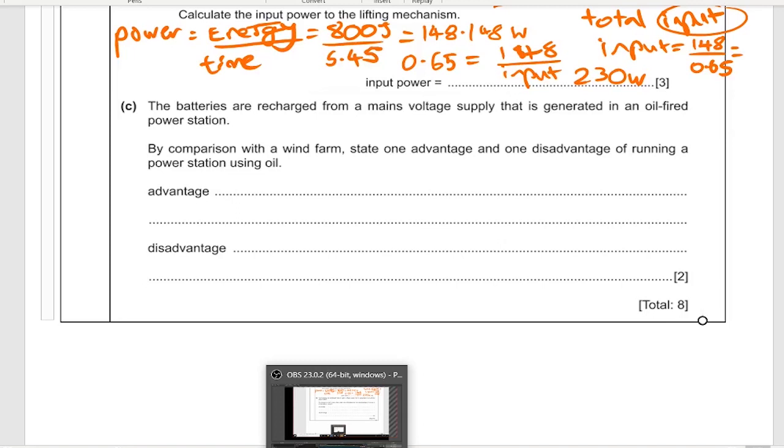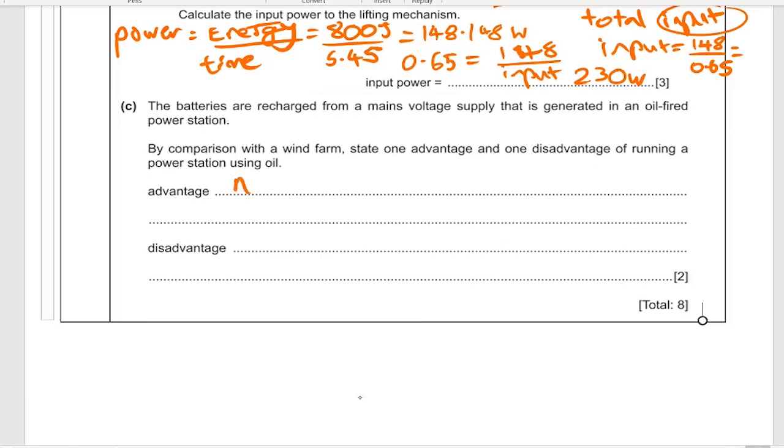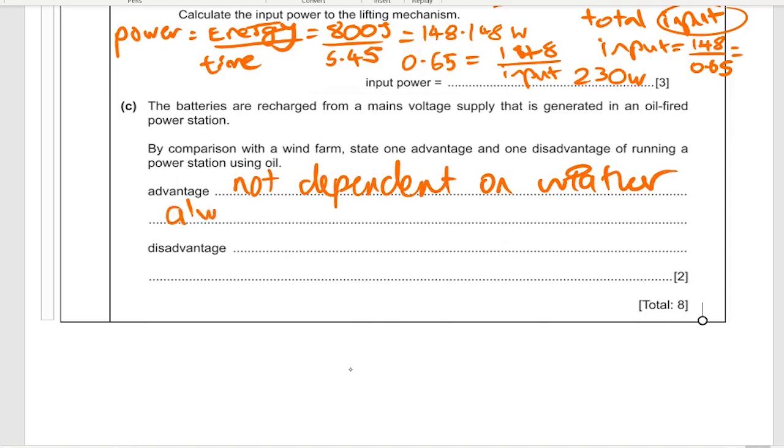So if it's windy outside, if it's sunny outside, if it's rainy outside, if it's nighttime, daytime, whenever that is, you can burn oil. So that is the main advantage. It is not dependent on the weather, and it's not dependent on the wind blowing. So it's not dependent on the weather, or you could say it's always available. Now, just be careful with the always available, that you don't mix up the ideas, which goes into what is a disadvantage.